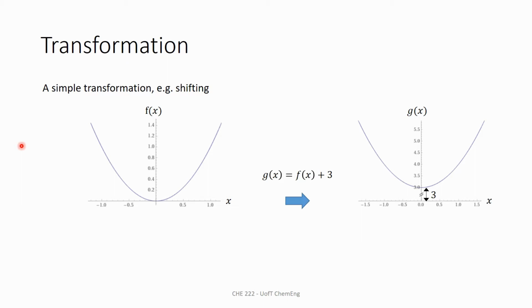Transformation is manipulation of an existing function, and it could be as simple as shifting that function. For example, let's say we have an existing function f(x). If we add 3 to f(x), the new function g(x) is just a shifted version of f(x) by 3 units. Laplace transform is more or less the same concept, except that the transformation is more complicated. And I will shortly describe that.